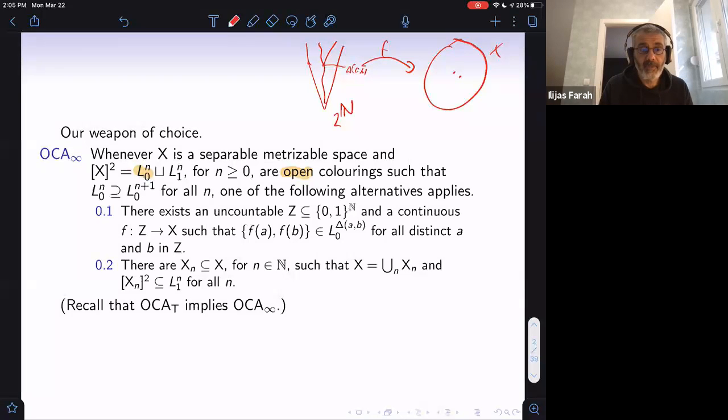And the second alternative is that we can cover X with countably many sets so that each one of them is homogeneous for one of these closed colors. As I said last time, the fact that these indices agree is a red herring, really. You can always play with it and re-enumerate them. It just matters that each of the sets is homogeneous for one of these closed colors. And importantly, OCAT implies OCA infinity by a result of Justin Moore. So using this is the same as using OCAT.